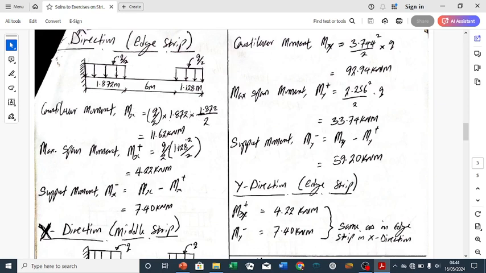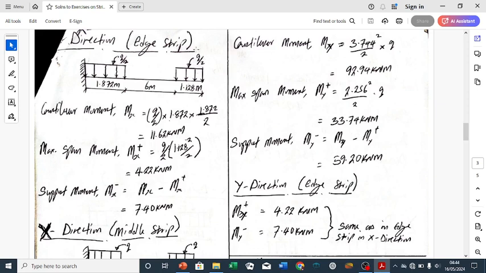So if you multiply the 2 and take into consideration the value of Q, you will have this 11.62 kilonewton meter, which is a cantilever moment. The next thing is for us to do this maximum span moment. The maximum span moment will be done by taking moment on the simply supported edge.